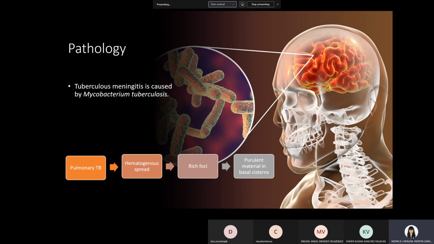This infection spreads hematogenously from a distant focal point, usually from a pulmonary tuberculosis, and it lodges immediately deep into the pia, forming a Rich focus. This focus can rupture into the subarachnoid space, forming an exudate. This purulent material is primarily located in the basal cisterns, in the frontal lobe, in the temporal lobe, and in the cerebellum, as well as the fourth ventricle.